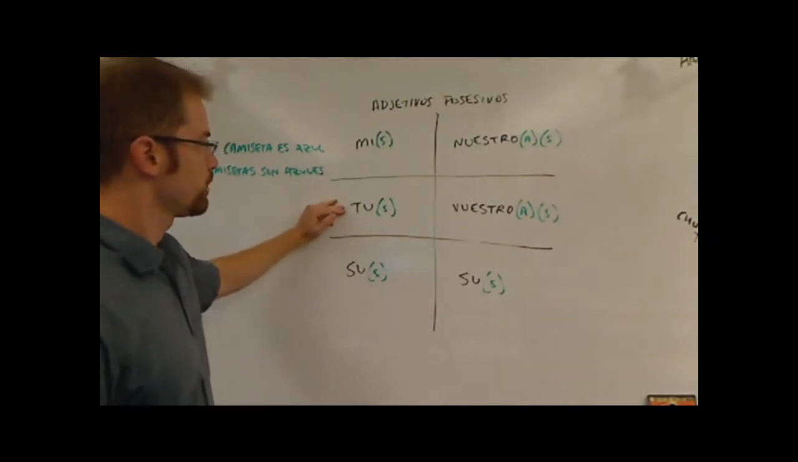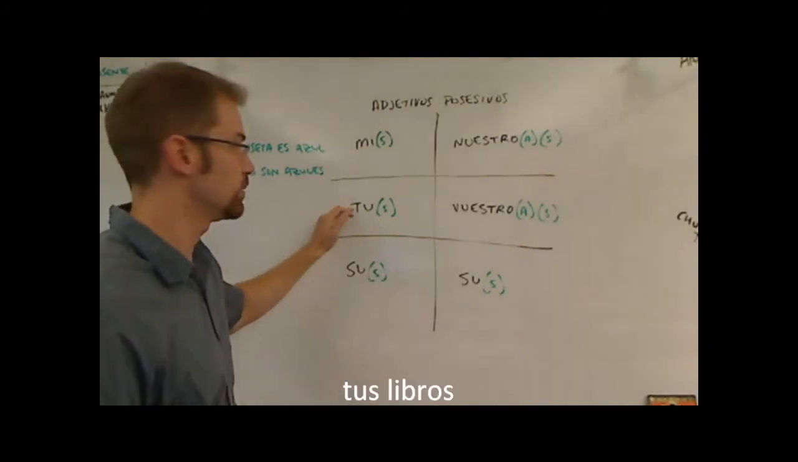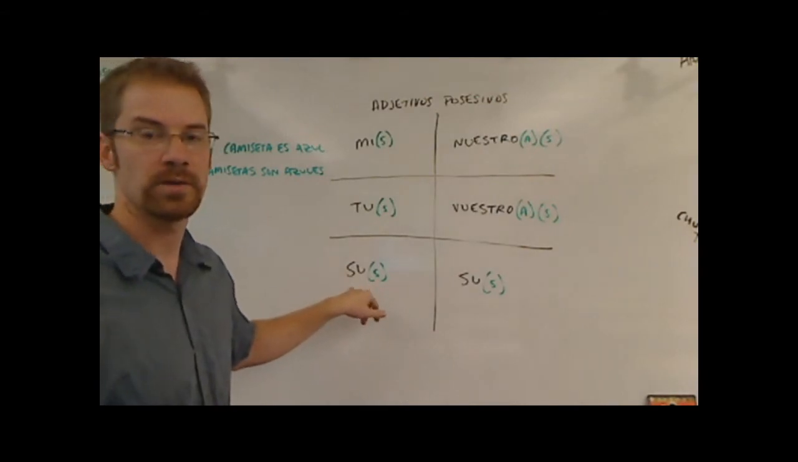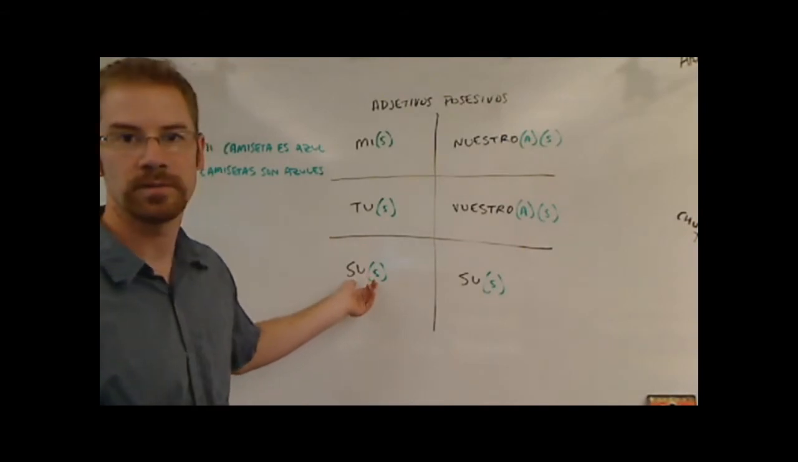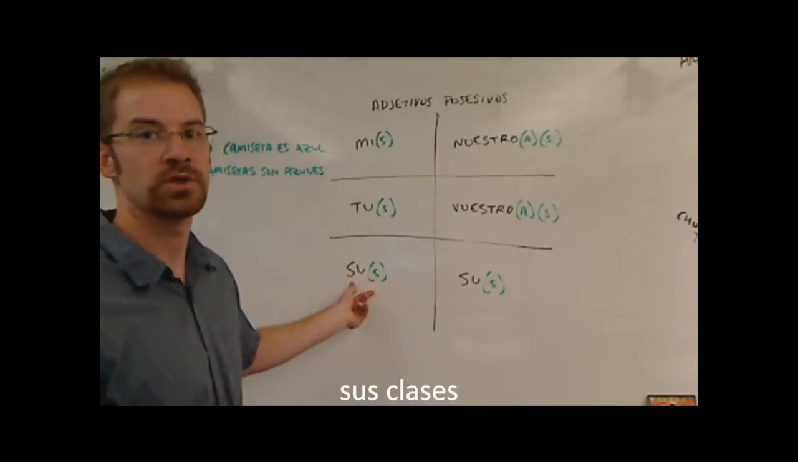So tus, that's if I'm talking about your books. Tus libros, if the books are plural, you make this plural. Same goes for all of them. If I'm talking about his cats, sus gatos, or her dogs, sus perros. Or if you're talking to your teacher, you want to say your classes, sus clases.